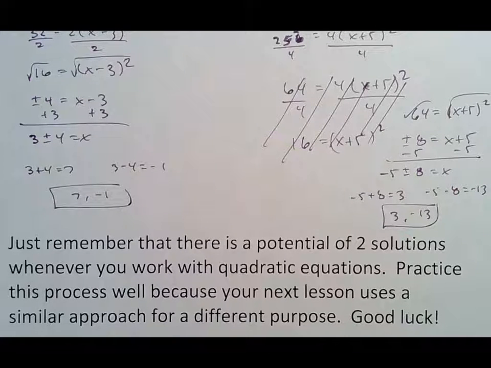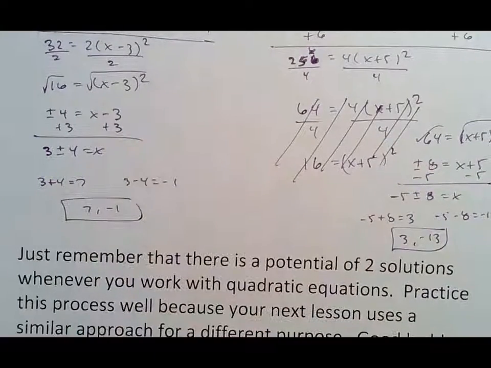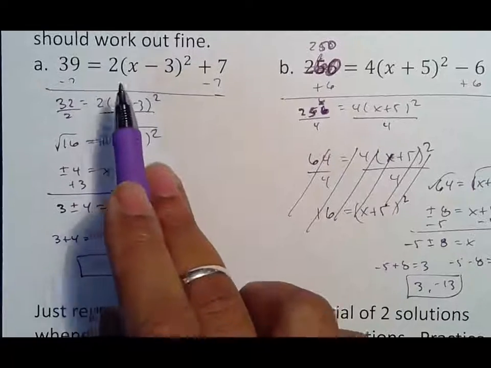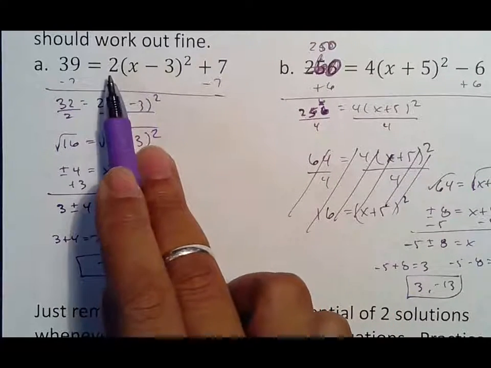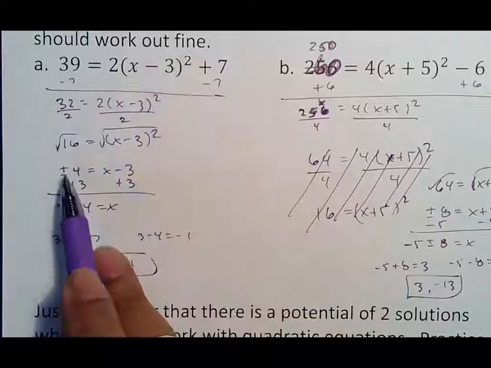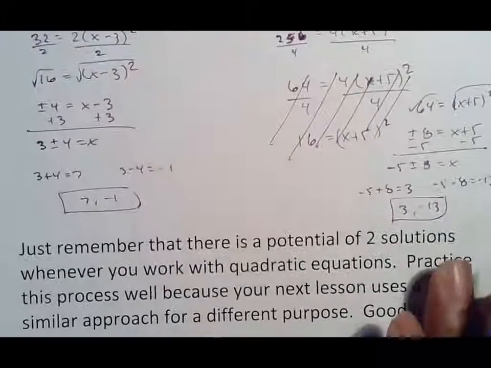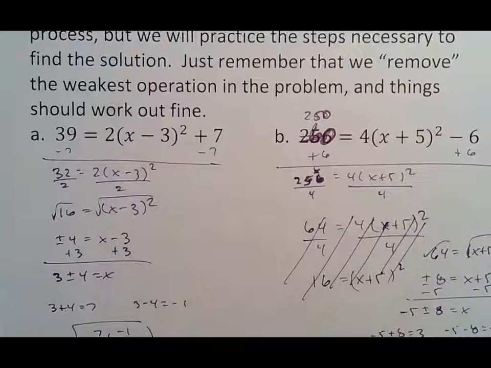Practice the process well, again, because your next lesson uses a similar approach for a different purpose. Not talking about this purpose, but the completing the square. This right here, again, is just to make sure that if you had to solve by completing the square, you at least understand to move the added number, divide that number, square root, make sure you put your plus or minus, and then move that number over, making sure to put the plus or minus behind it. But other than that, like I said, that is all you need to know for that. So make sure you answer the question that is on the end of this video, and good luck.